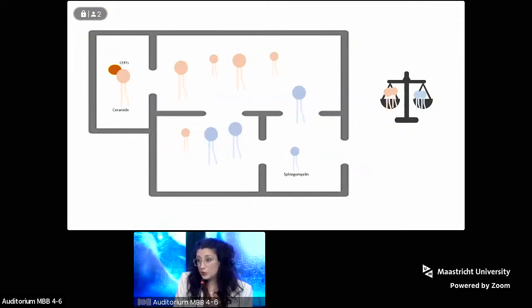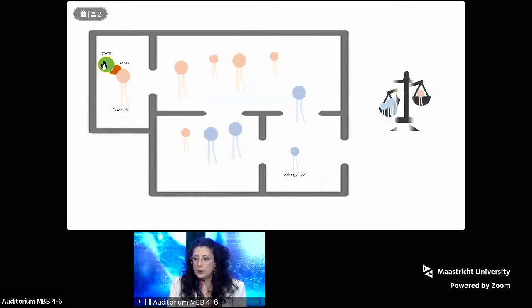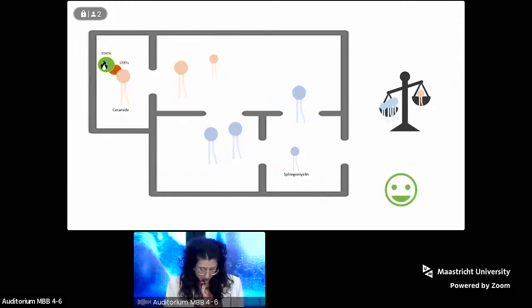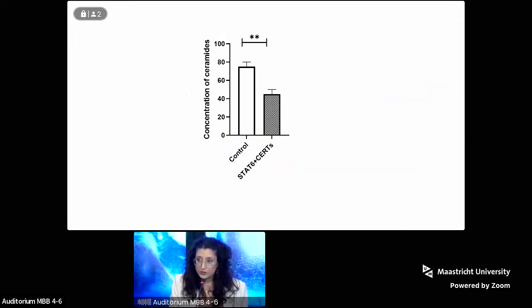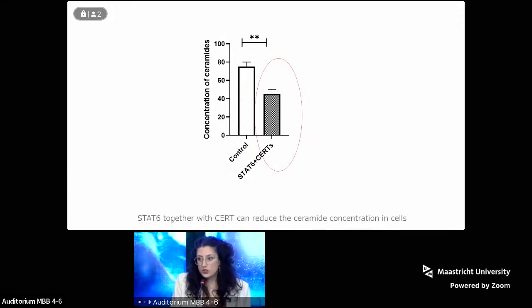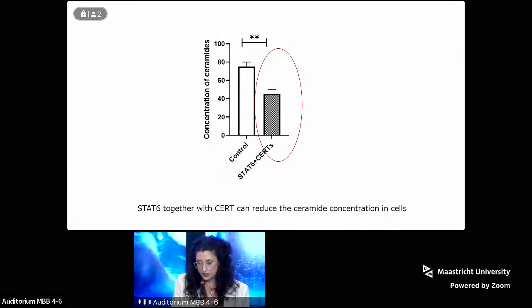Afterwards, we wanted to investigate whether this colocalization and binding between CERT and STAT6 had some consequences on the sphingolipid composition of the cells. We actually demonstrated that the binding led to a lower concentration of ceramide inside the cells, which, coming back to our working models, could be seen as a good sign. So in fact, as you can see here from this graph, when the cells were treated with STAT6 and CERT, the concentration of ceramides was decreasing inside the cells.